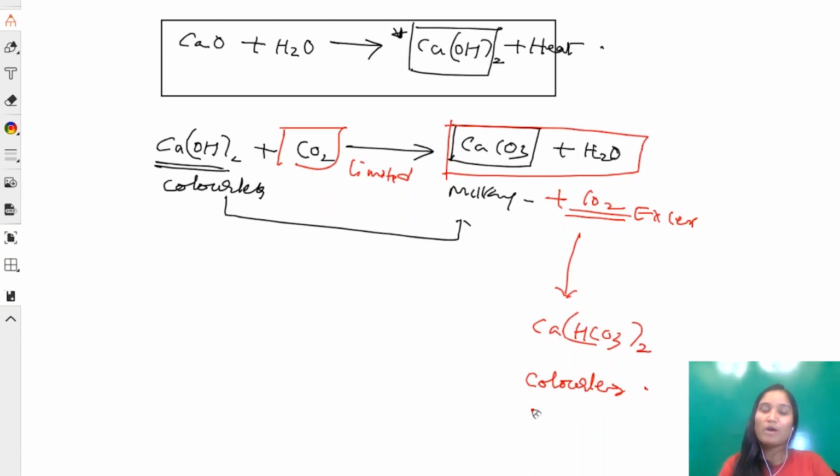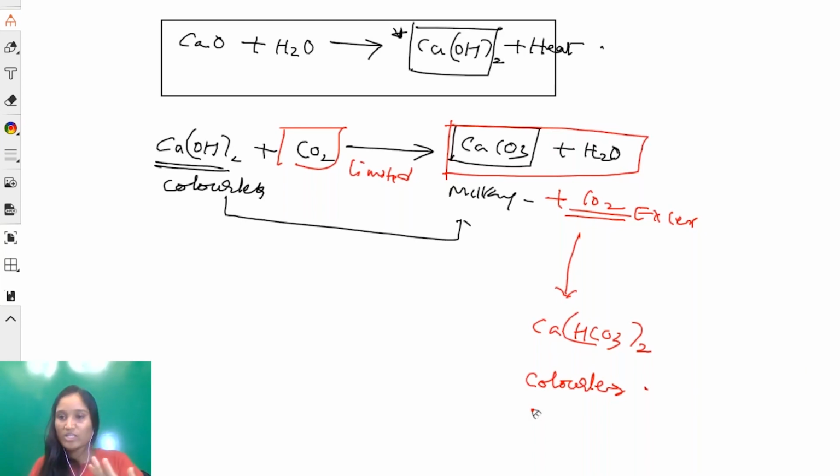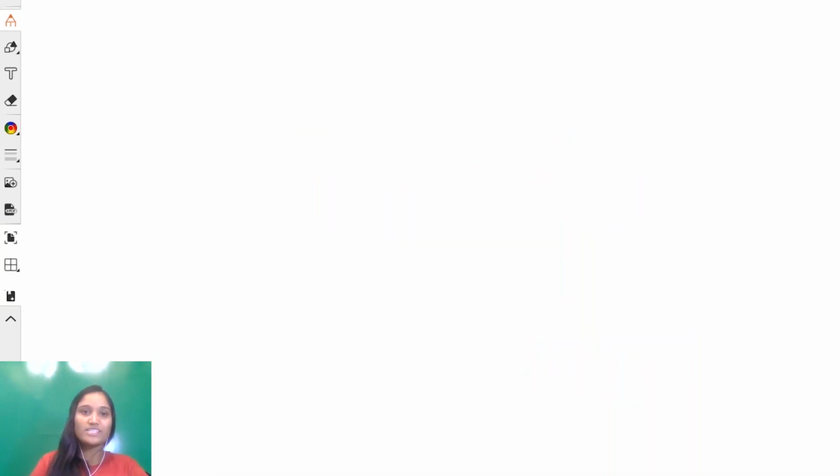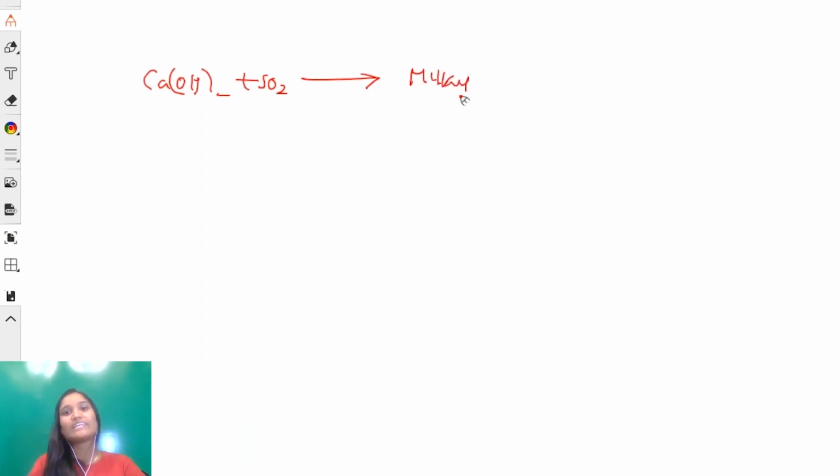Now, this is all about carbon dioxide and calcium hydroxide. If you are clear so far, done. Now, I have one more point to tell you, and that is calcium hydroxide reacts with sulfur dioxide also. The way it is reacting with CO2, it reacts with SO2 as well. As a result of this, it leads to formation of calcium sulfate, CaSO4, and that calcium sulfate is also milky in color.